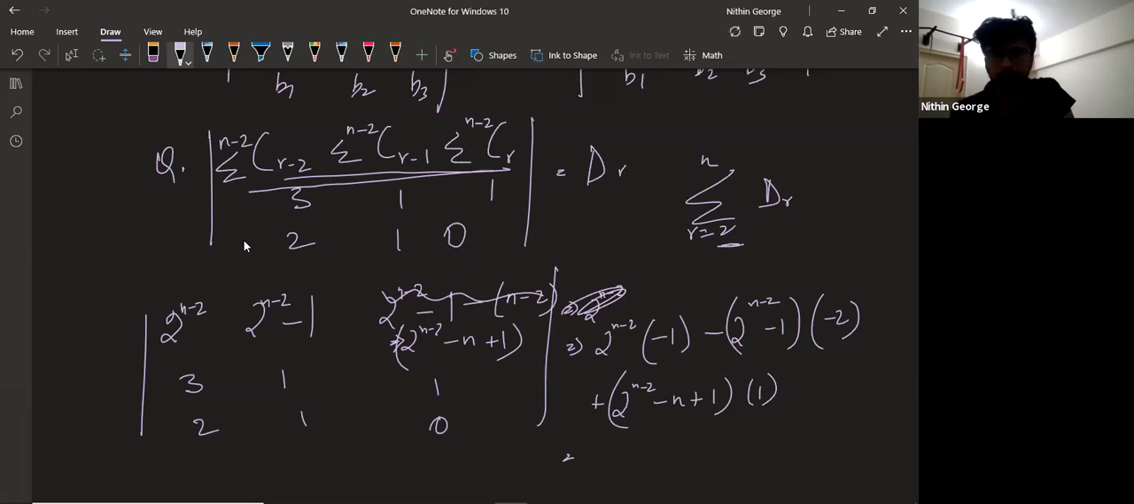From here I get minus 2 power N minus 2 plus 2 into 2 power N minus 2, which becomes plus 2 power N minus 2. In plus 2 power N minus 2 becomes 2 into 2 power N minus 2, which is 2 power N minus 1. Next, I get a plus 2 here, minus 2 here. Okay, minus 2. Then I get minus N plus 1. So it becomes 2 power N minus 1 minus N minus 1. This is your final answer. Any doubts here?